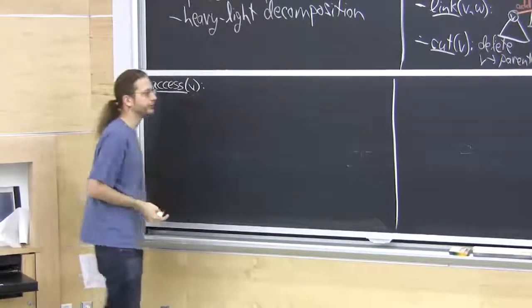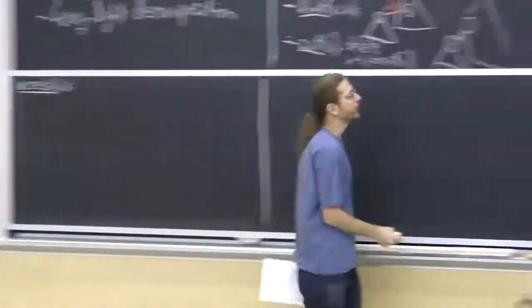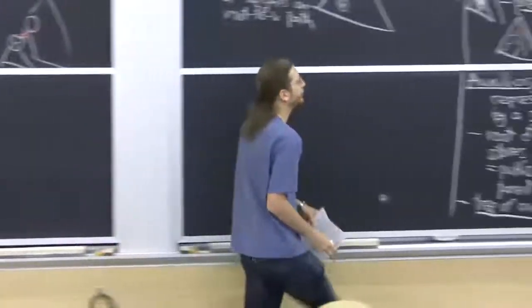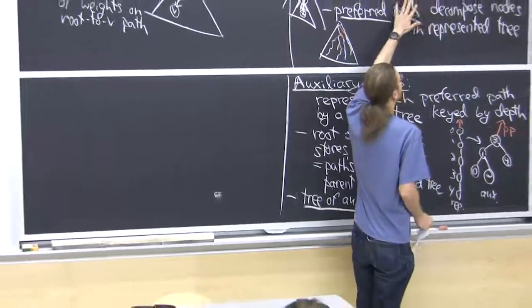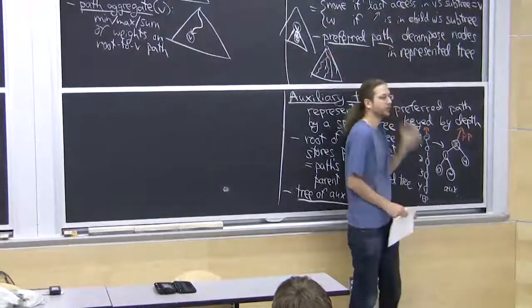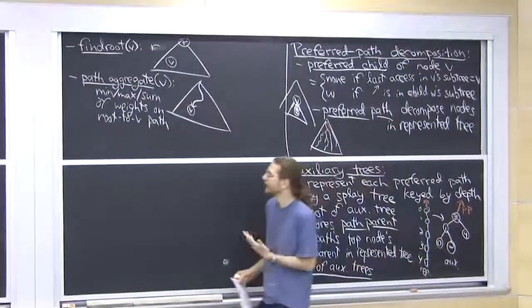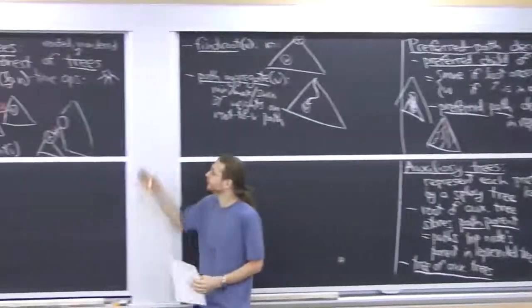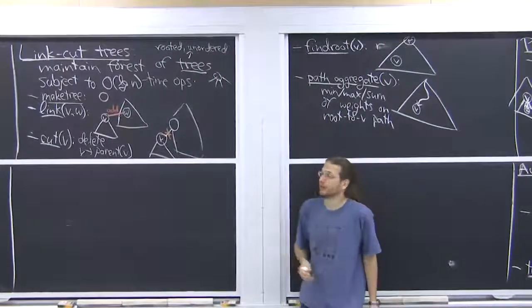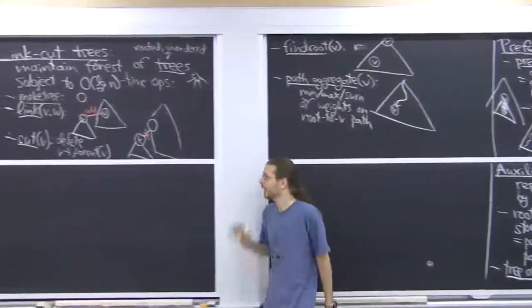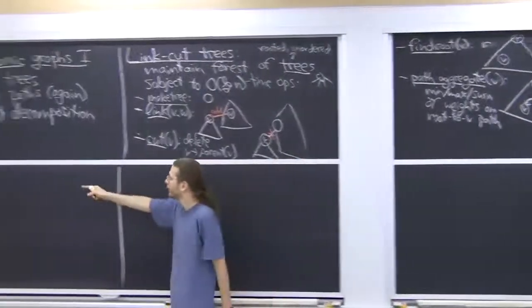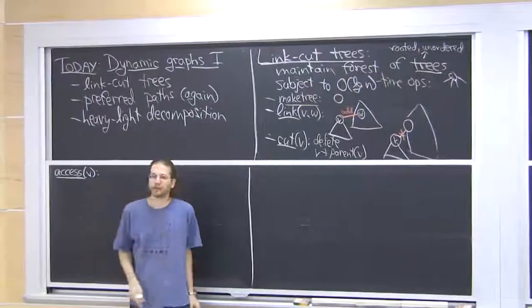What's interesting about touching nodes is it changes this notion of preferred edges. As I said, it's the last access in that subtree. So what does access mean? In reality, what I mean is the last time that node was used as a link or a cut or a find operation. But in fact, I'm going to make that explicit. Every operation is going to start by calling this function access on its arguments.